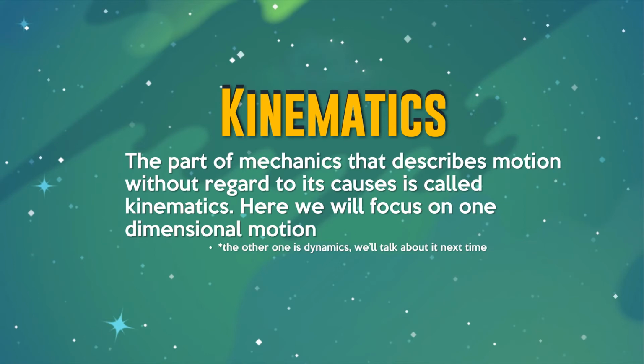Here, we will focus on one-dimensional motion. When we say one-dimensional motion, it can either be the x dimension or the y dimension. To recap, kinematics gives the quantitative description of motion, such as the rate at which particles are moving, which is velocity, and the rate at which their velocity is changing, which is described by acceleration.